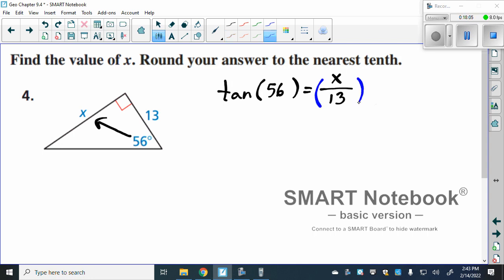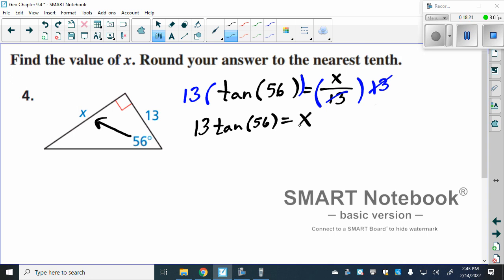Now this time we're going to multiply both sides by 13. And the 13 and 13 will cancel, telling us that x equals 13 times tangent of 56, so the variable is by itself. Yeah, so we can go on and plug the other side into the calculator. And that's it. Questions on this here?